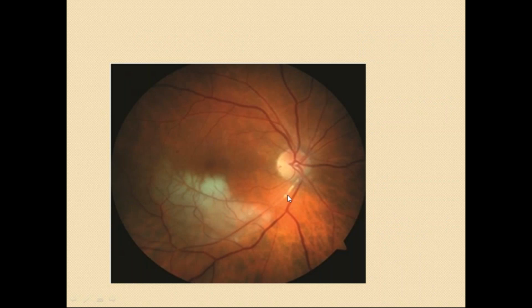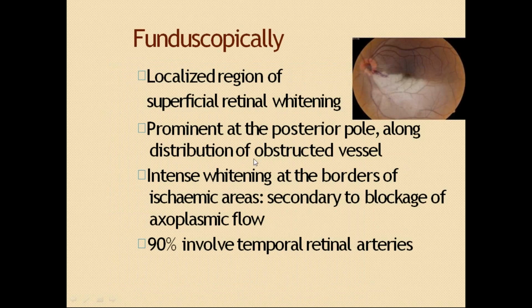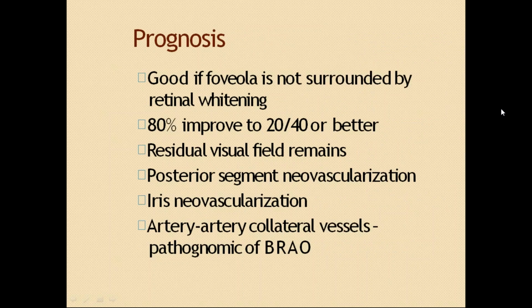You can see here in this vessel, there is an embolus. And so the part it supplies has a pale retina. On funduscopy, there is a localized region of superficial retinal whitening as shown in this picture, prominent in the posterior pole along the distribution of the obstructed vessel. In 90% of patients the temporal retina is involved when compared to the nasal retina. Prognosis is usually good if the fovea is not involved. 80% will have better vision, with good vision of 6/9.